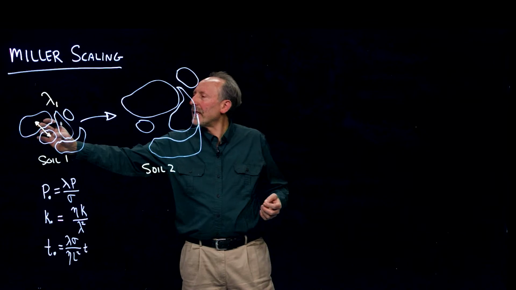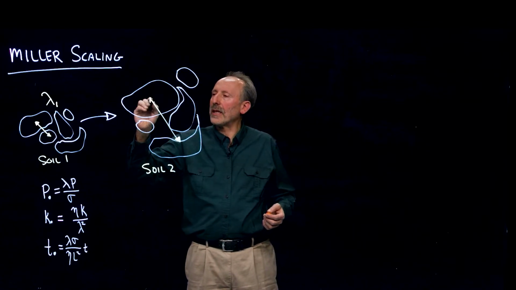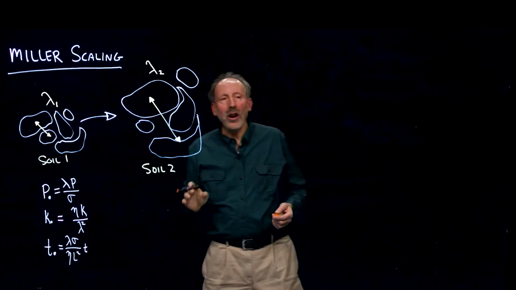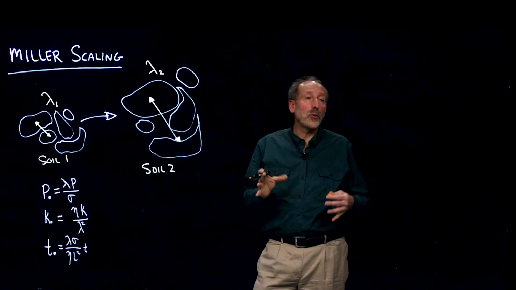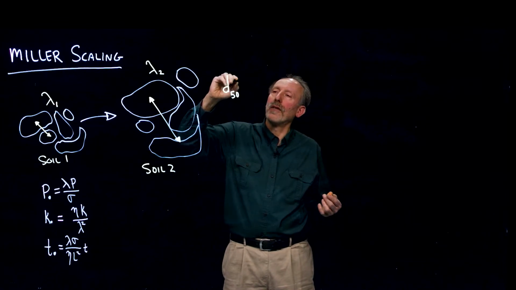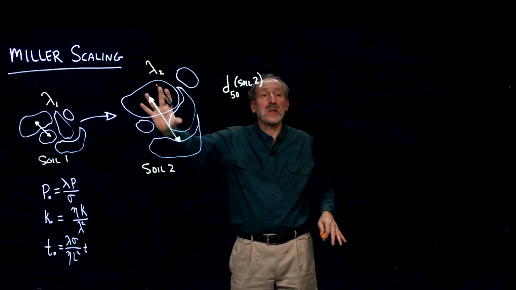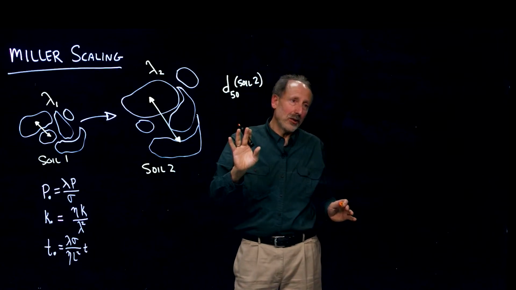So what we do is we identify in each of these a characteristic length scale. And so this is going to be lambda 2. And oftentimes these characteristic length scales will be just taken to be, for example, the D50 of soil 2. Why would we take D50 to be this characteristic length scale? Because it's something we can easily measure.